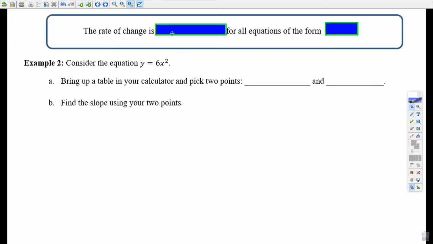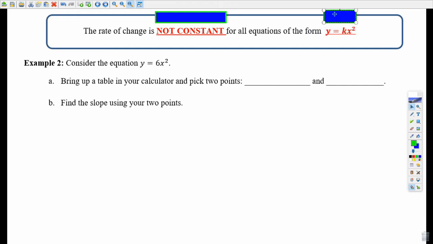So in this particular case, the rate of change is not constant for all equations of this form, y equals kx squared. I mean, we just talked about that. It's not the same. So we're going to do it again, but this time we're going to do it in the calculator. And in this case, we'll do it in the online calculator.